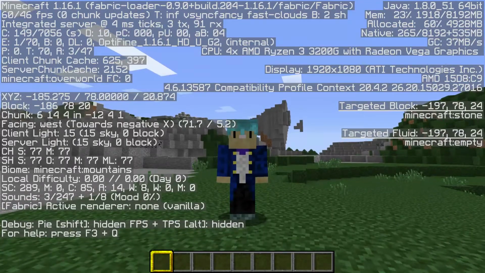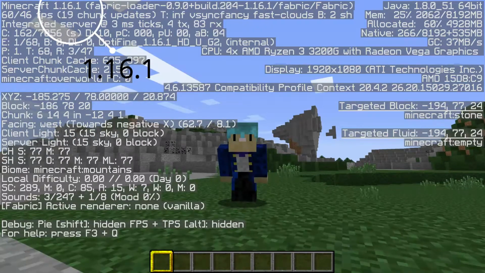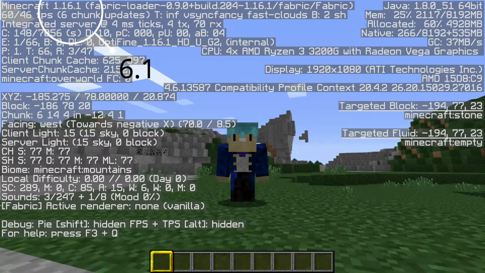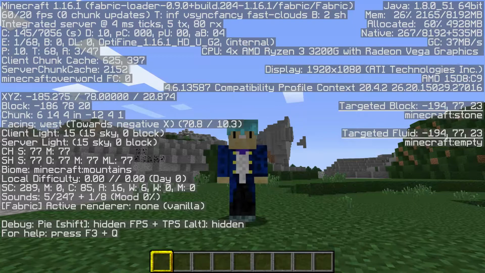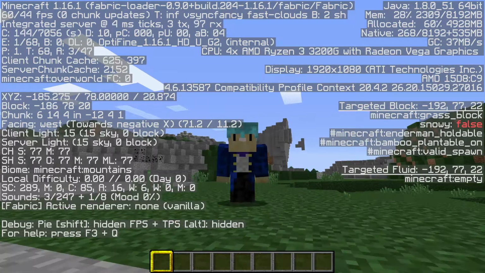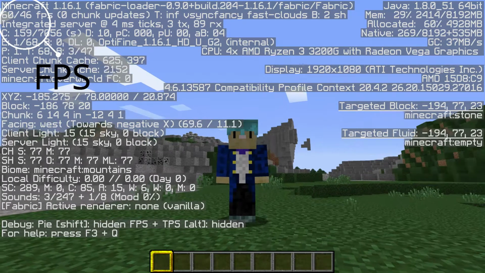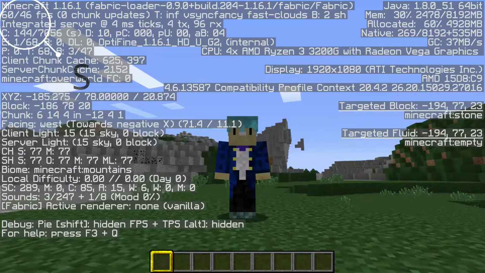First thing you'll notice on the top left hand side is the version of Minecraft that you're using. In this case we're playing in version 1.16.1 and I'm using the Fabric loader, and it shows you which version of the Fabric loader you're using as well. Underneath that you can see the frames per second, or FPS. In this case I'm getting 60 frames per second.